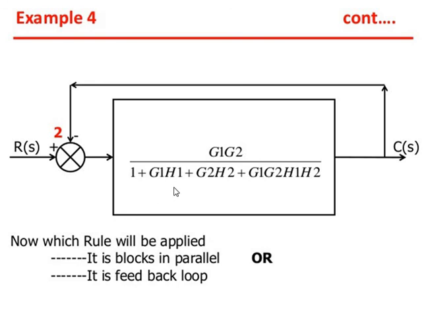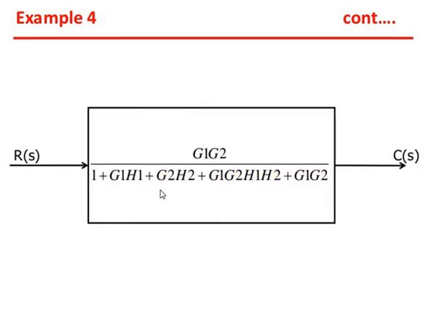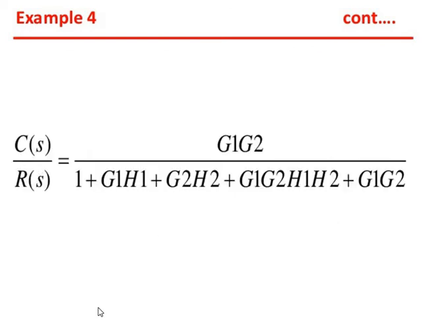So we eliminate this feedback path by applying rule 4. So here the gain is G1 G2 divided by this, divided by 1 minus, it becomes plus, so 1 plus 1 gain of the feedback path into the gain of the forward path. So it becomes this. So output C(s) by input R(s) equals the gain.